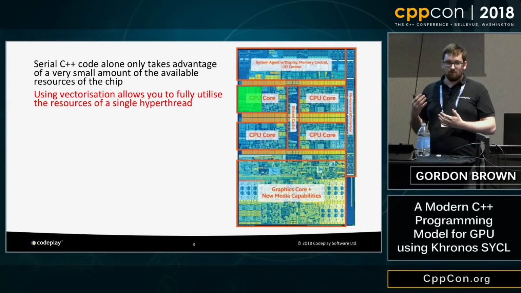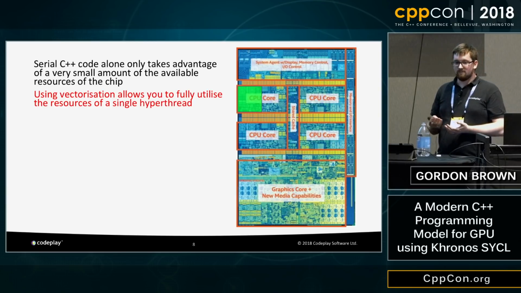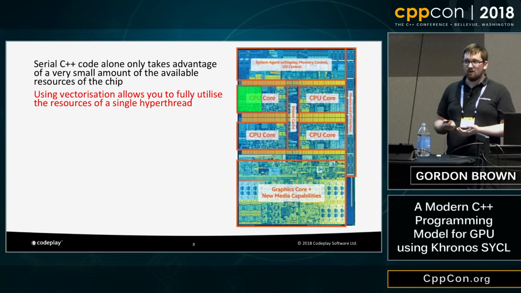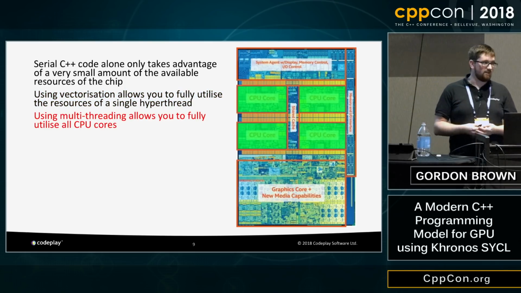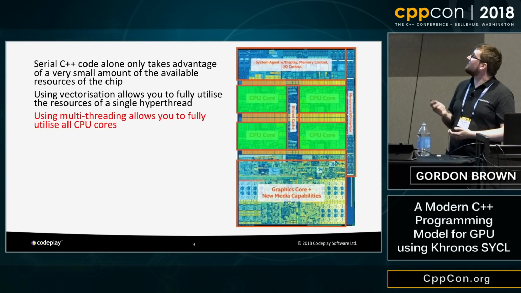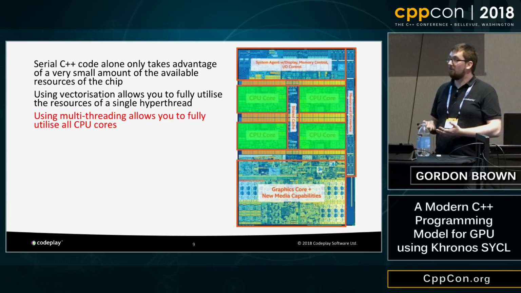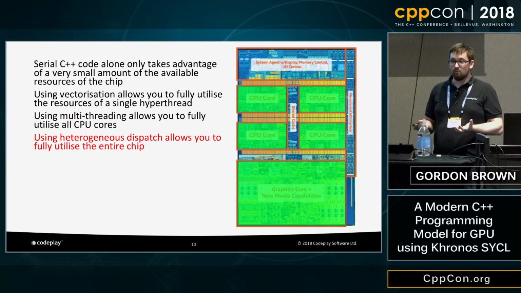And then say you take advantage of multi-threading. In C++, since C++11, you can now query how much hardware concurrency your system has. That tells you effectively how many threads you can run concurrently, and you can use that to launch threads and take advantage of all of the cores in your chip. But there's still a large part of this chip that you're not taking advantage of, and that's the GPU. By not dispatching work to the GPU, you're leaving a lot of performance on the floor that you could be using.